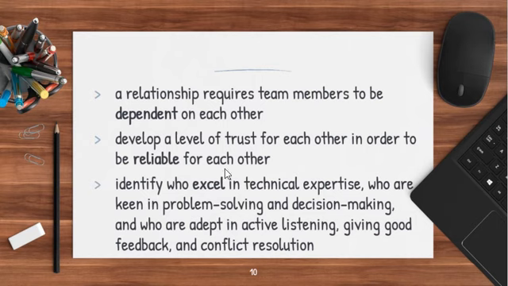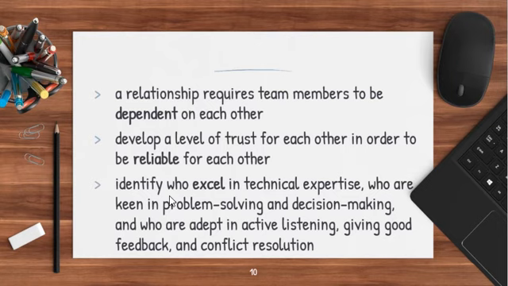Next one is to develop a level of trust for each other in order to be reliable for each other. See, the word reliable here is stressed because the level of trust is very important. You want to develop trust with each other so that you have an easygoing task as you do your roles each day. You become reliable to each other.